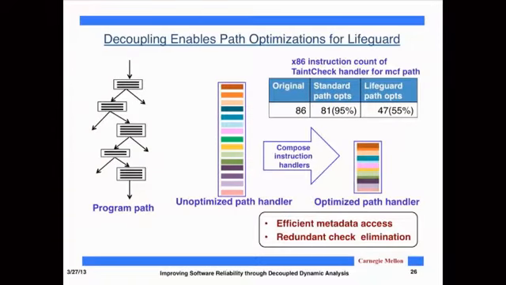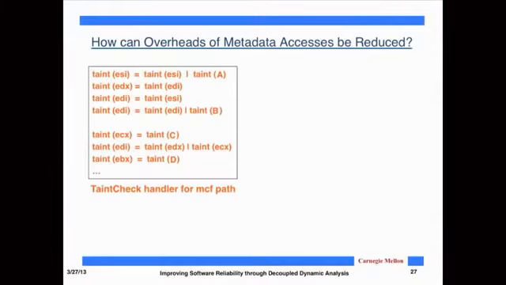As an example, here is the path handler for a particular benchmark from SPEC, MCF. We start out with the taint analysis path handler, which had 86 x86 instructions. When we compose the path handler together and give it to a standard compiler to do inlining and constant propagation, we're able to eliminate 5% of the instructions. But when we apply TaintCheck-specific optimizations, we're able to blow away about 45% of the instructions, which is a big win.